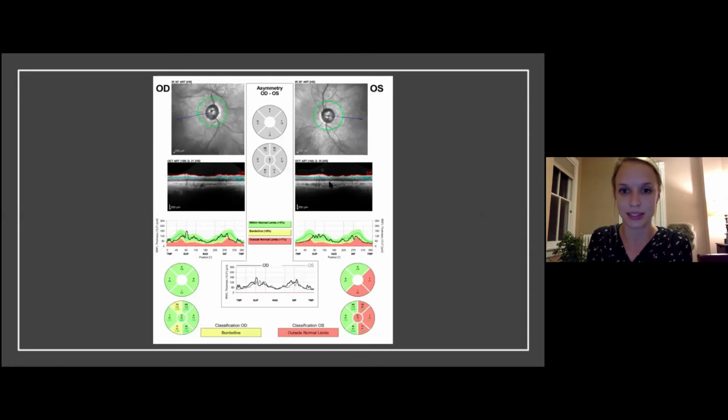OCT, a pretty good scan. Our tomograms look good. In this case, I would argue that instead of a temporal shift of structures, it looks like there's a nasal shift of structures. So you can see the major blood vessels kind of course nasally before going temporally. And on the TSNIT curve, this patient has peaks that are a little bit more nasal than the normative database. So this could explain our borderline findings here in the right eye.